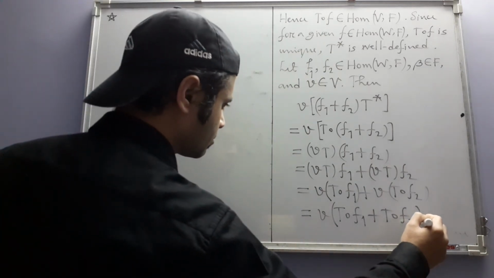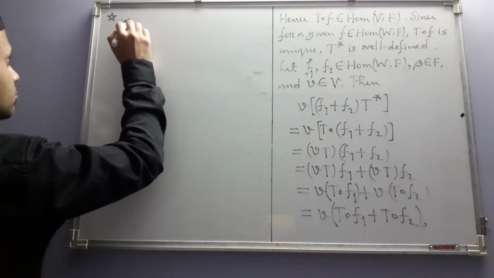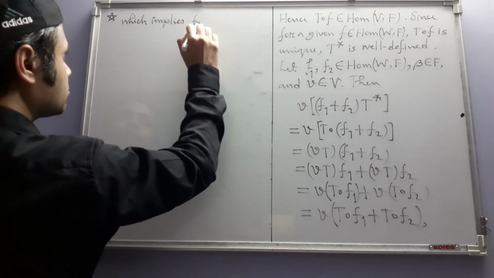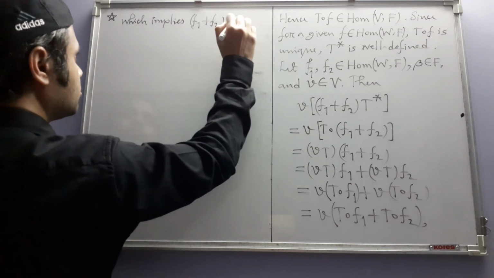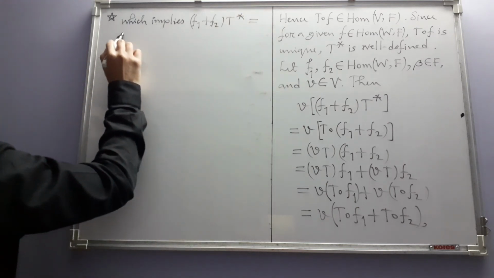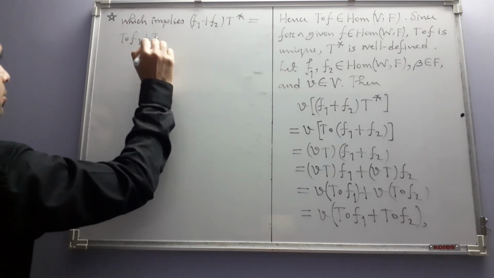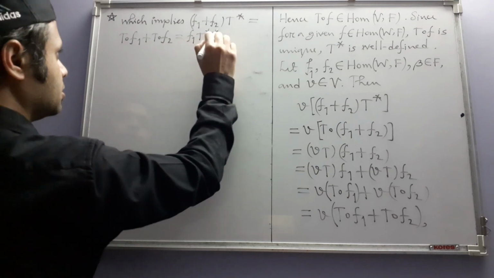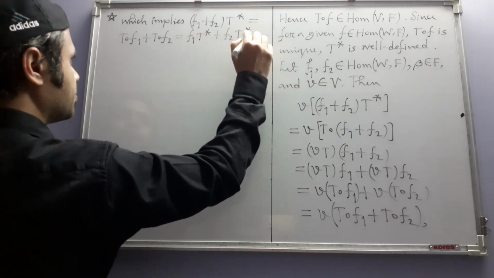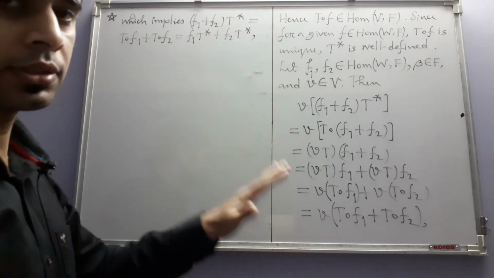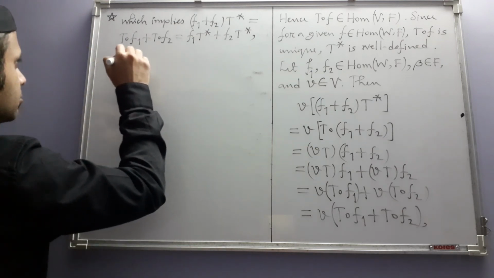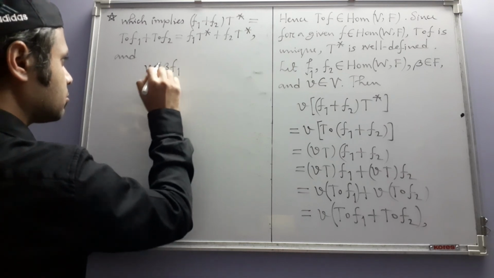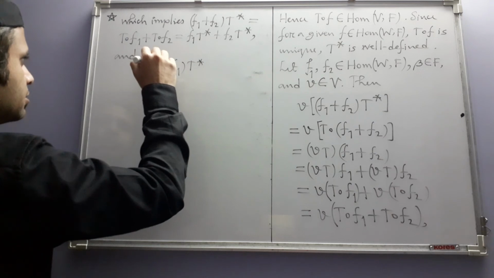Which implies (F1 plus F2) T star equals T composition F1 plus T composition F2, but this is F1 T star and this one is F2 T star. This proves that T star itself respects addition, and like that there will be a calculation involving multiplication by scalar.